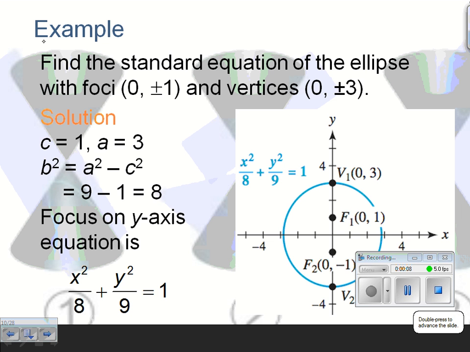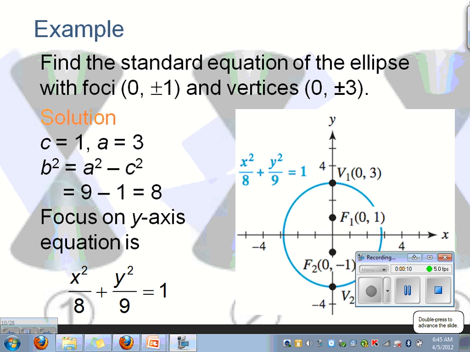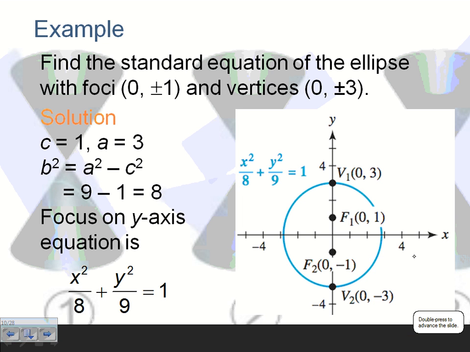All right, so we're back at ellipses. We had previously looked at one in a nice vertical position. Now let's go from giving some information about the vertices to actually getting to the equation. So, find the standard equation of the ellipse with foci at (0, ±1) and the vertices at (0, ±3).